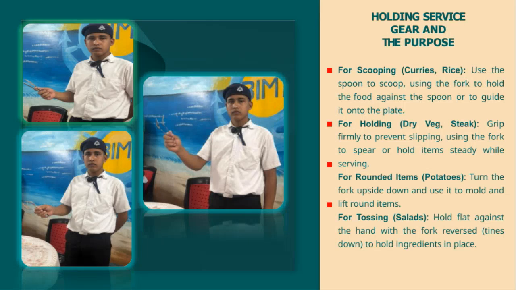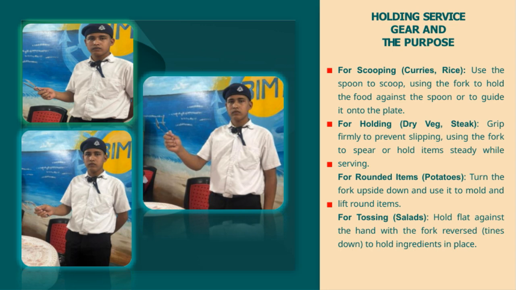When it comes to scooping food like curries or rice, it's best to use a spoon to gently scoop while holding the food steady with a fork. The fork helps to keep the food in place or guides it onto the spoon, making the process smoother and neater. For holding items such as dry vegetables or a steak, you want to grip firmly to prevent slipping. The fork then acts as a stabilizer or spear, helping you hold or serve the item securely.